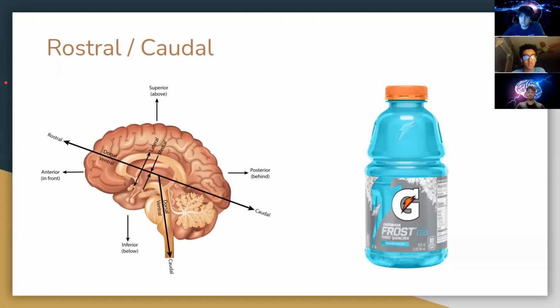Caudal rhymes with bottle, and athletes drink from Gatorade bottles, like the one on the right, at the end of their games, or the back of their games. So you think of caudal as behind, or the behind of the brain.